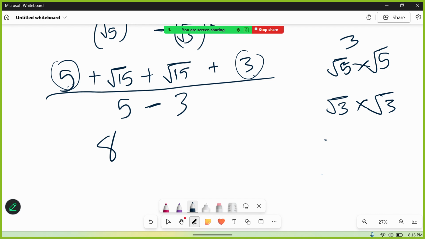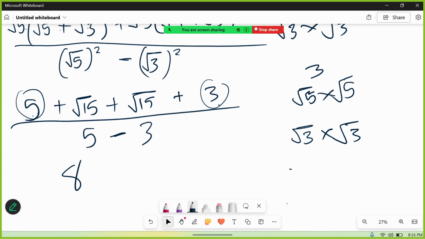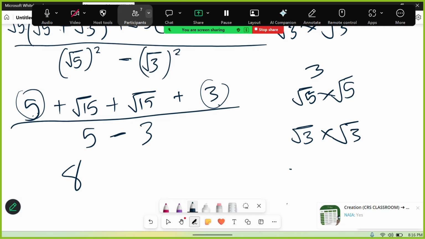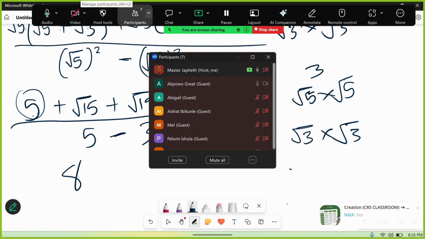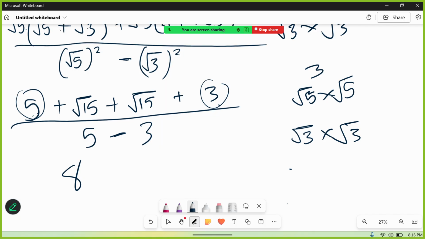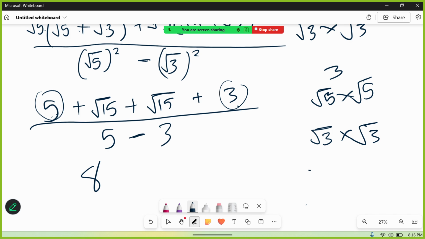Somebody wants to say something? Sorry, sir. Please, I'm lost. Lost where? Sir, can you go back to the second step? Which stage is that? Every other person that is lost, you can speak up, either by typing or by speaking. Now, where do you say you're lost? That's square root 5, open bracket, square root 5 plus square root 3. From that place, how did you get this 5 plus square root 15?